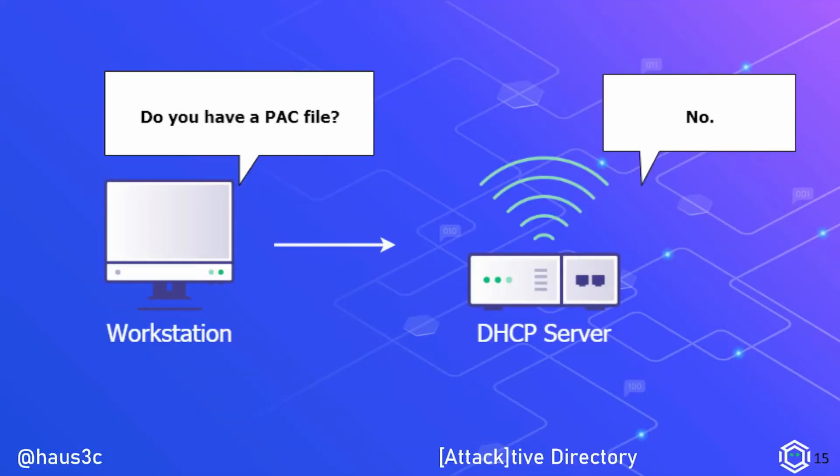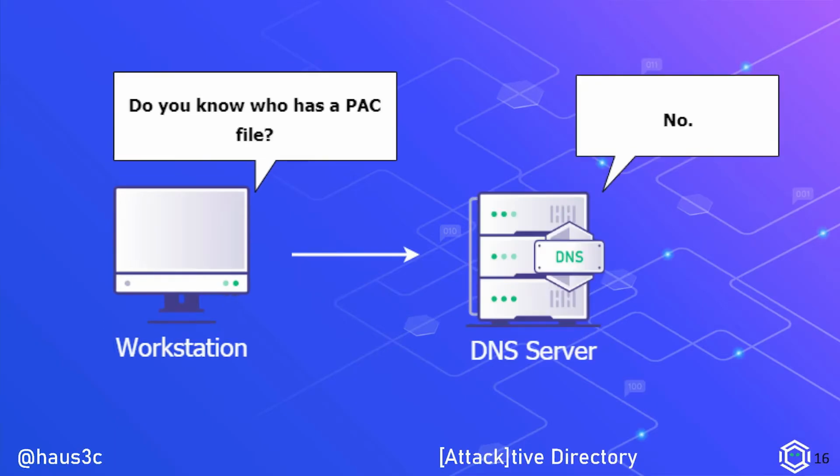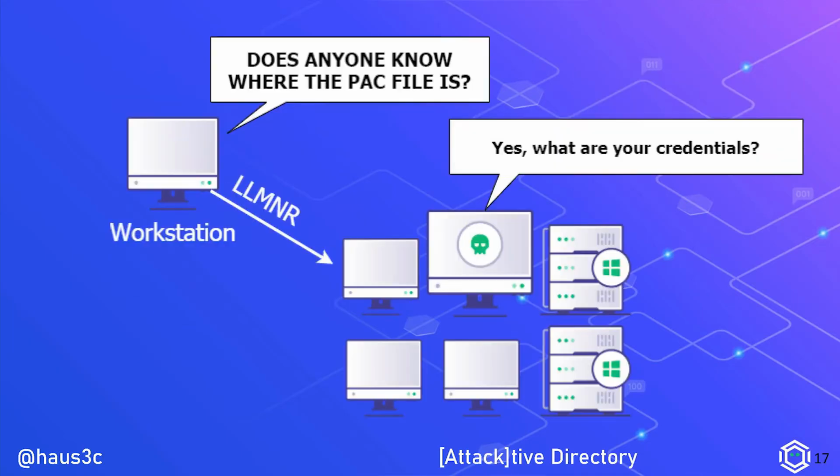So WPAD specifies how to find this PAC file for your browser, for your computer. First thing it does is it goes to the DHCP server, and it says, do you know where the PAC file is? The DHCP server says no. Then it goes to the DNS server. DNS server goes, no, don't know where it is. Finally, it falls back to old LLMNR, asks the entire network, does anybody know where the PAC file is?